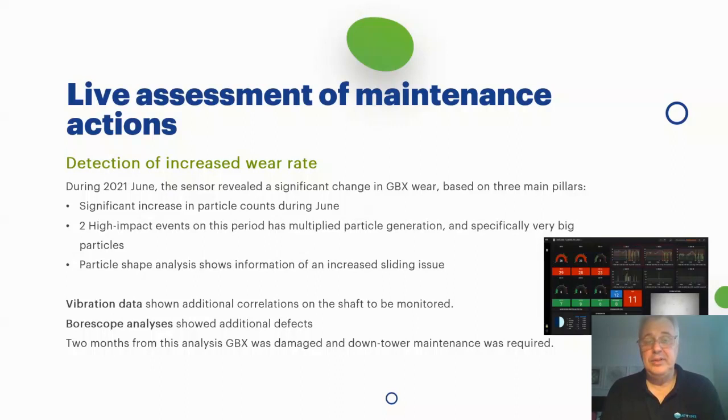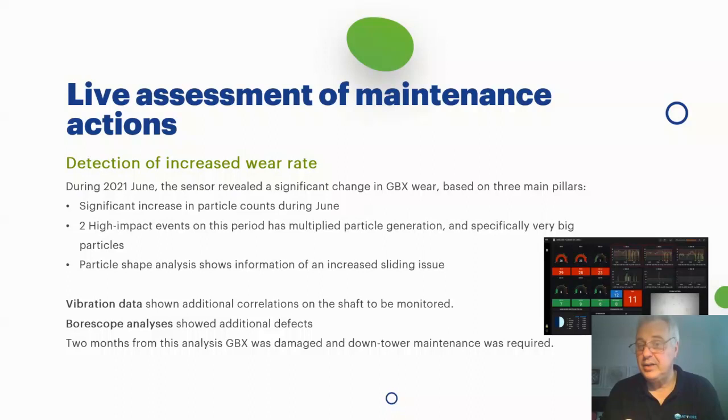Here, the example is concerning a wind turbine gearbox. The customer already suspected, and probably knew, that there was something wrong with the gearbox. So in order to confirm this, and also to see the sensor performance, a sensor was installed. Based on two high impact events, it was seen that during the month of June, a considerable increase in particles was noted, especially in very, very big particles. Particle morphology analysis from the sensor showed a considerable increase in sliding type particles, giving us an idea that it could be adhesive wear in relation with lubrication issues.